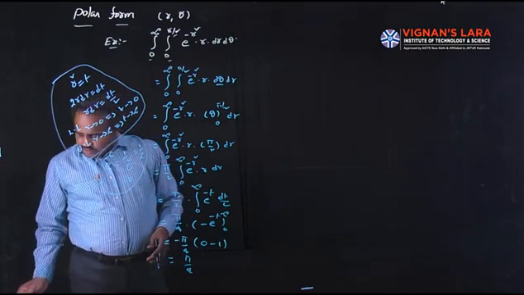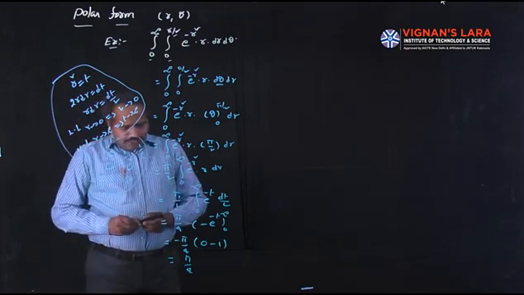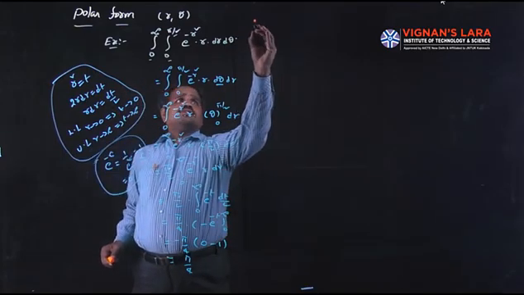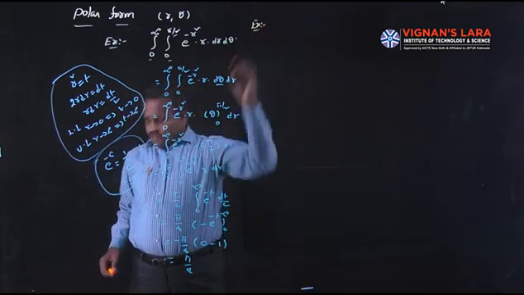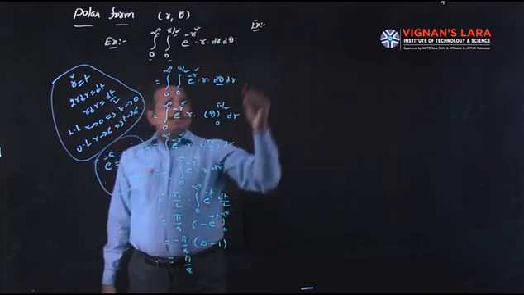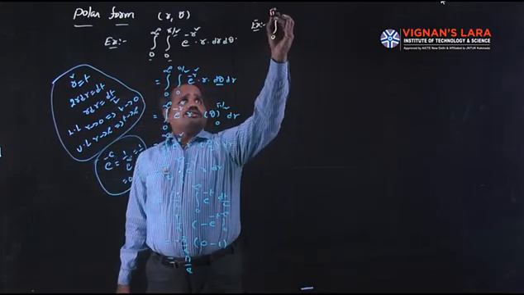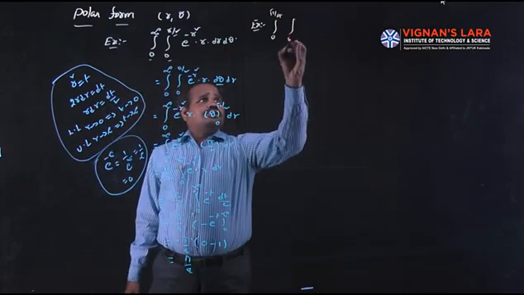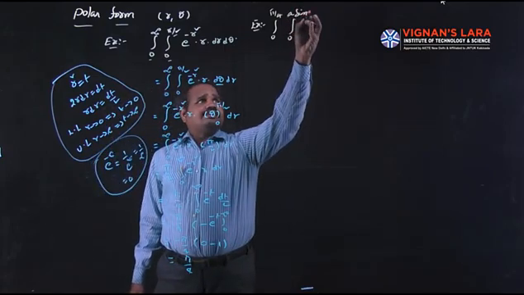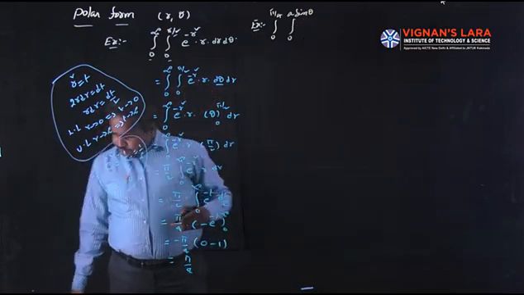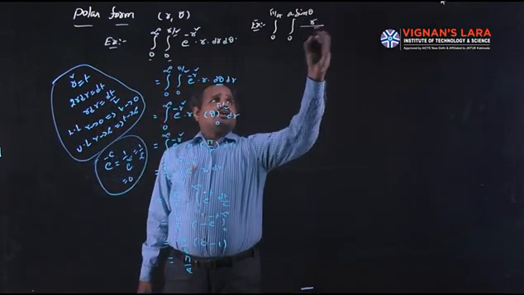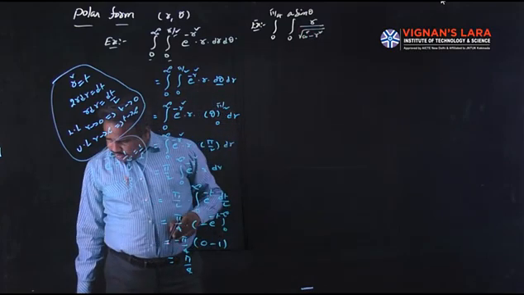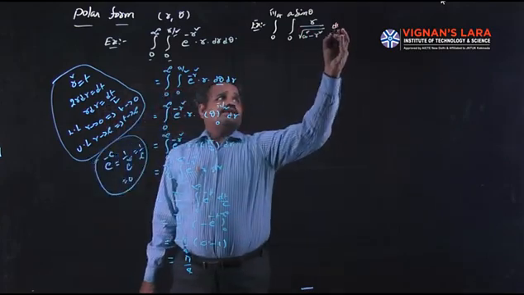Now we are going through the next problem. Evaluate one more problem. Integral 0 to pi by 4, integral 0 to a sin theta, small r by under root of a square minus r square, dr d theta.